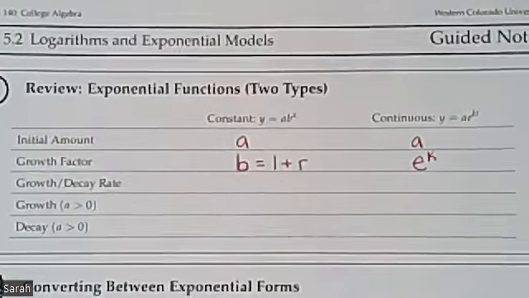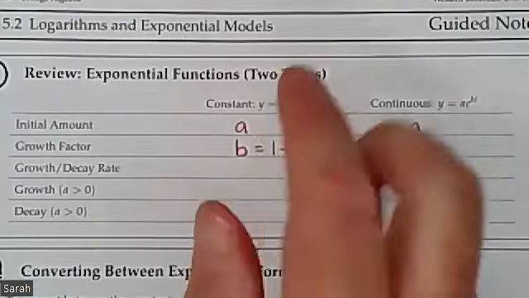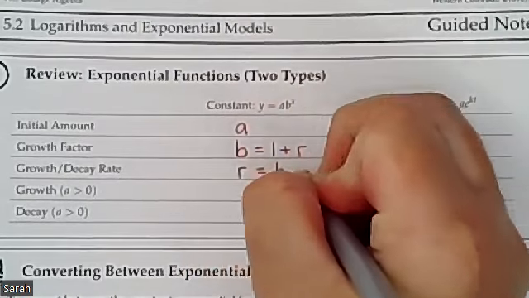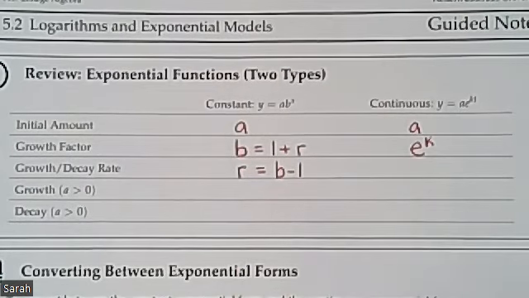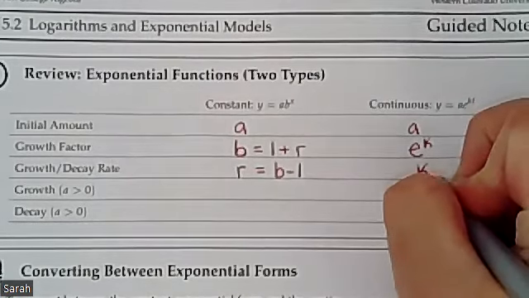The next thing we're going to look at is our growth or decay rate. So in our constant form, we represent that with the letter R. And if we need to find that, that's equal to b minus 1. And then in our continuous one, our growth or decay rate is the letter k.